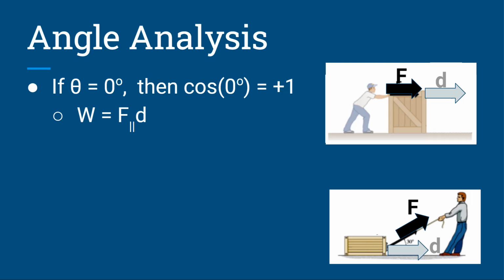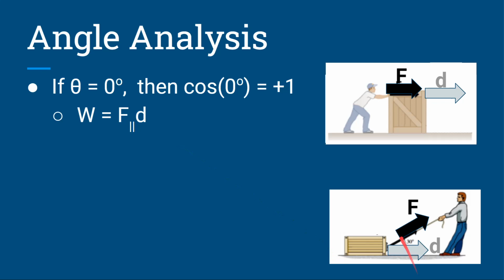Because his entire force is parallel, that means his entire force is doing work. And I do have a little symbol up there to show that it's parallel. So this means that I have a parallel force multiplied by my displacement of the box. And again, I don't really need to multiply by cosine theta, because in this case, cosine of 0 is 1. So I'm just multiplying by 1. I'm not going to bother writing that. But I'm going to get a positive value for work.